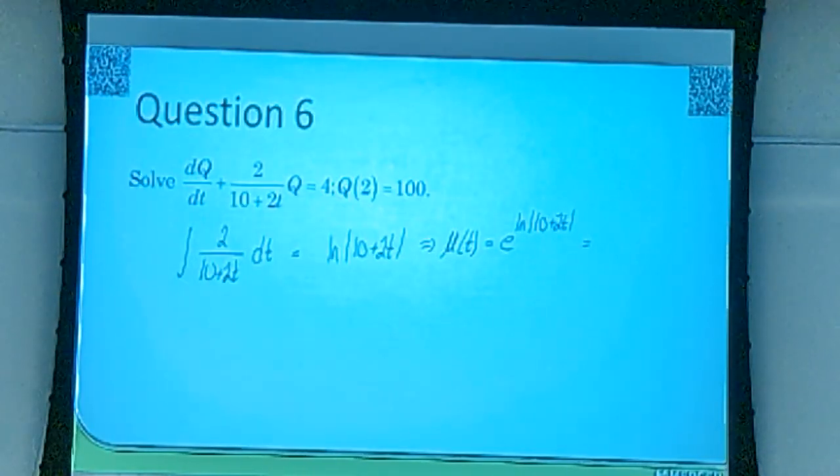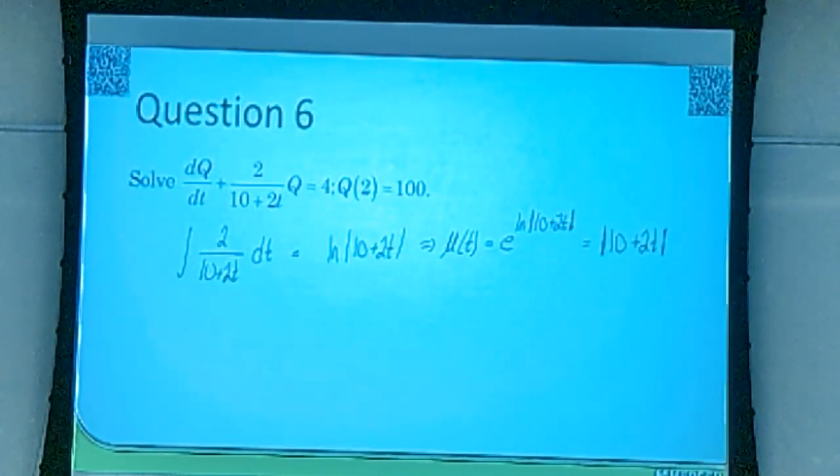Am I taking the log of 10 + 2t? The absolute value of 10 + 2t. Here's where I'm going to make an assumption. It should be a fairly safe assumption with my background.